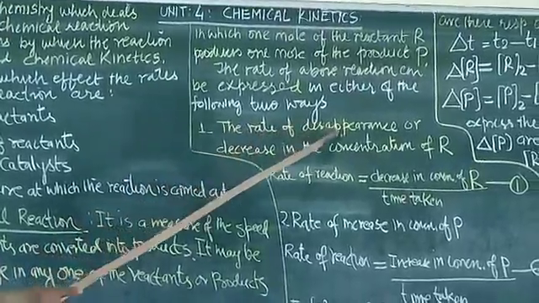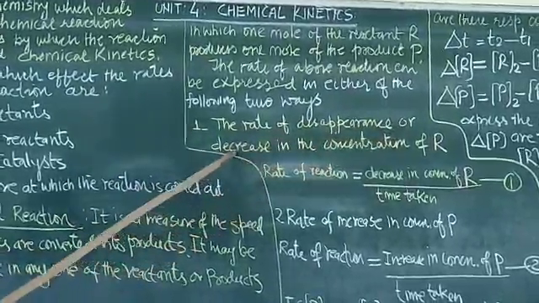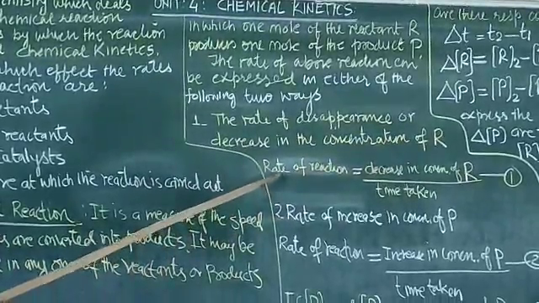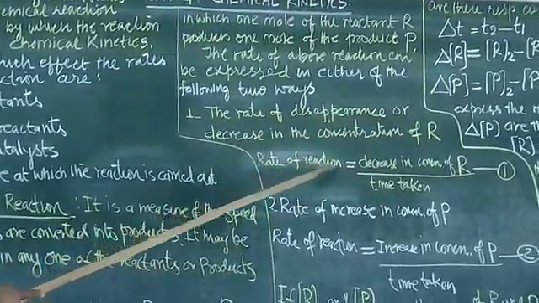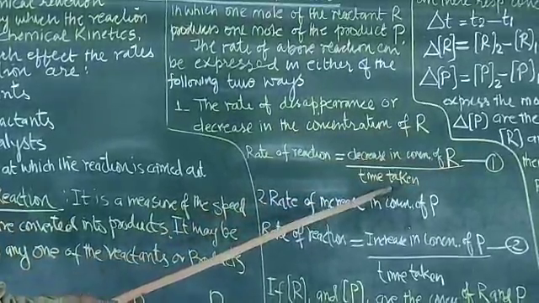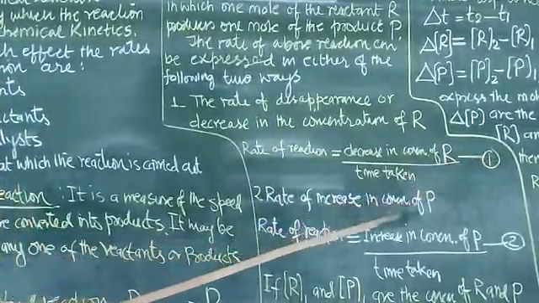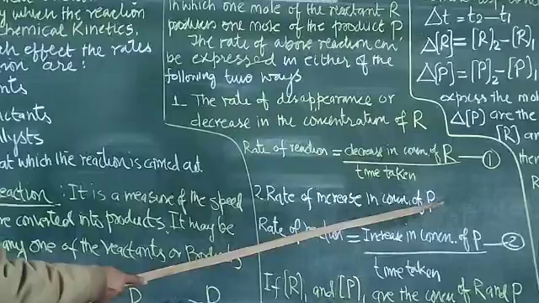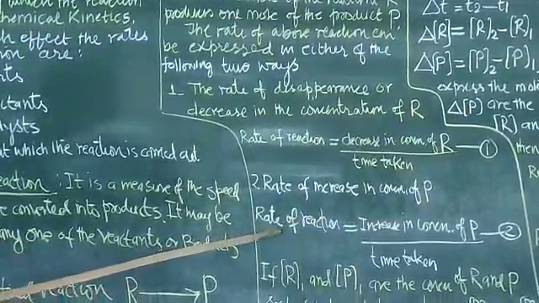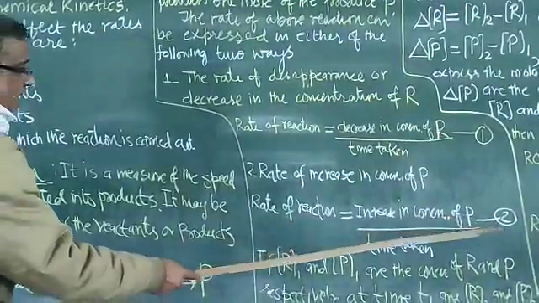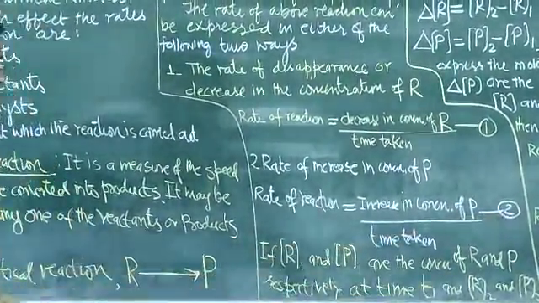the rate of disappearance or decrease in the concentration of R, or we can write mathematically, rate of reaction is equal to decrease in concentration of R upon time taken. This is equation number 1. Number 2, the rate of increase in the concentration of P, that is, rate of reaction is equal to increase in concentration of P. This is equation number 2.